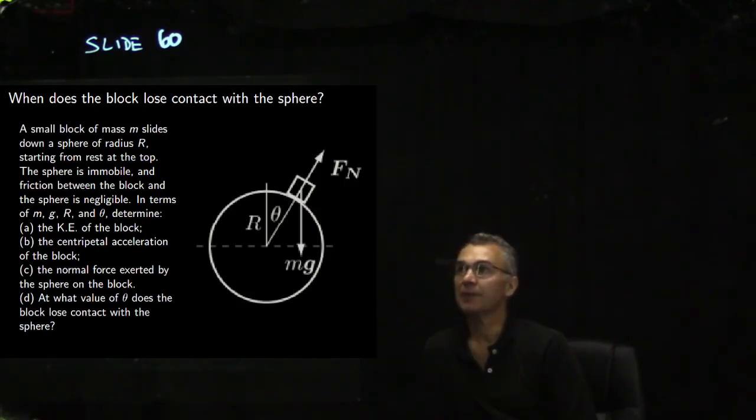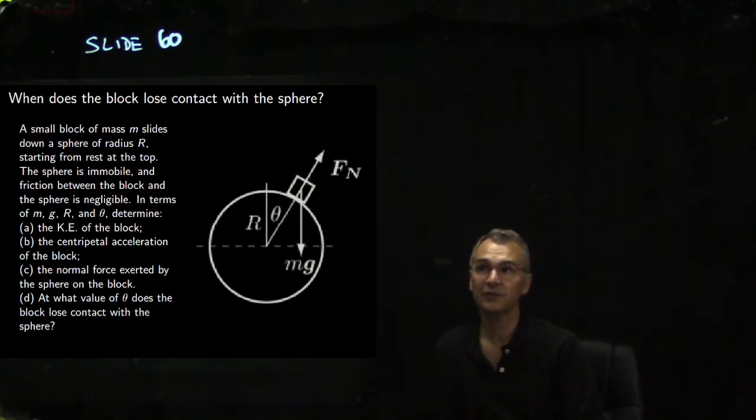A small block of mass m slides down a sphere of radius r. The block is small, by the way, so that you don't have to worry about rotational kinetic energy for the block. You just worry about movement of its center of mass, its translational kinetic energy. A small block of mass m slides down a sphere of radius r, starting from rest at the top. The sphere is immobile, and friction between the block and the sphere is negligible. In terms of m, g, r, and theta, where theta is the angle with respect to the vertical of the block's current location, determine the kinetic energy of the block.